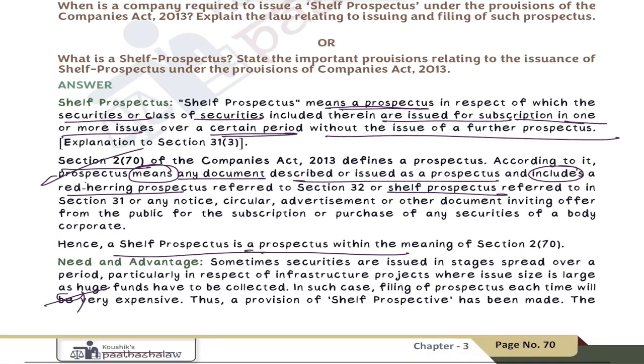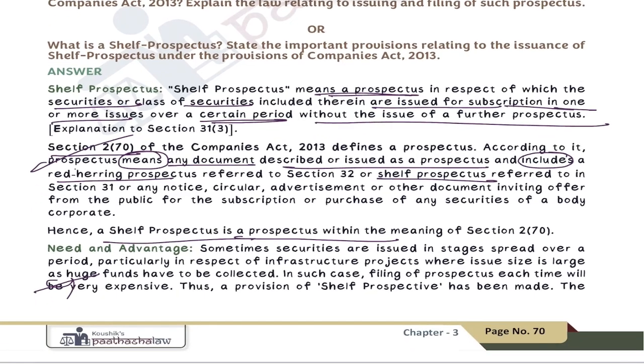Shelf prospectus is a prospectus which is issued once for the offer, which has a validity of a certain period of 1 year, and without any further issue of prospectus, company can go for public offer. However, if any material changes happen, like new charges created, financial position changes, etc., it should file information memorandum with the ROC in form PAS 2.